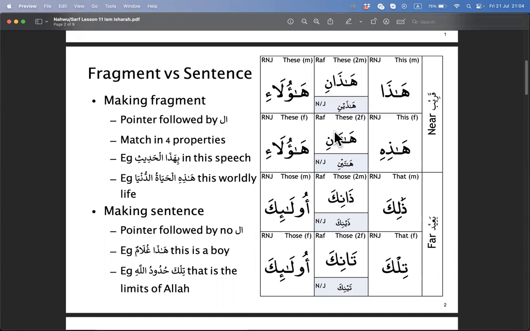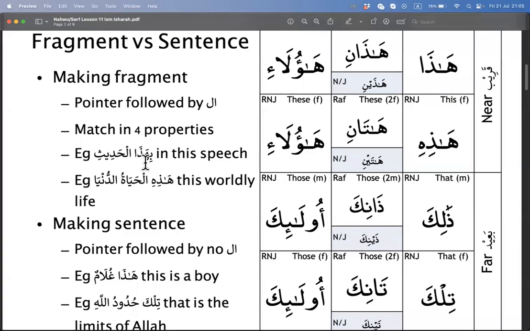So in Arabic, when does it become a fragment? It's when a pointer, any of these pointers, is followed by al, and it will match in all 4 properties. So here we have fi hadzal hadithi. What can you tell me about this word?